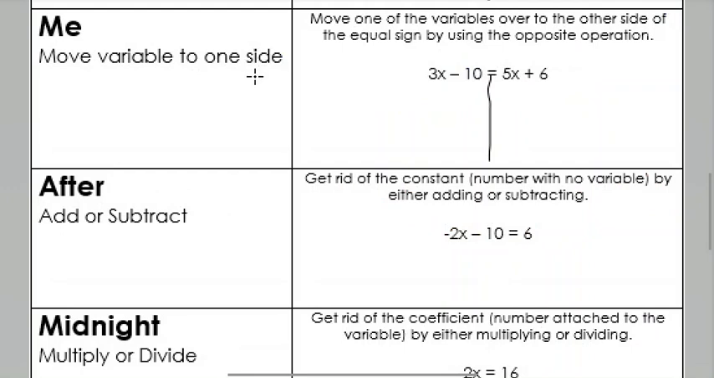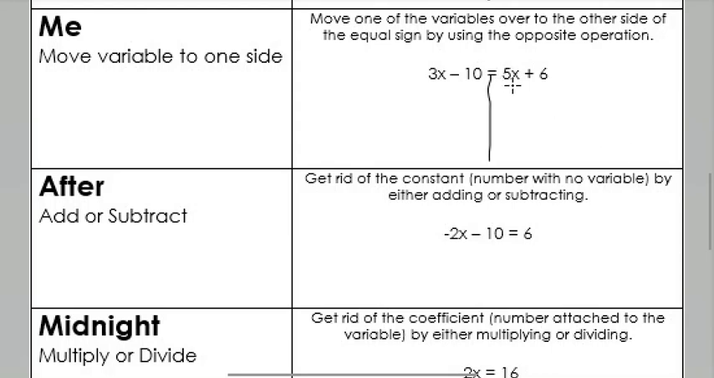All right, don't call me after midnight. Me starts with M. Move a variable to one side. So move one of the variables over to the other side of the equal sign by using the opposite operation. So if it's positive, you're going to do a minus or negative to get rid of it and move it over. If it's a negative, you're going to do a positive or a plus to move it over. So it doesn't matter which variable you move over, as long as you do the opposite operation to get it to the other side. I like to move everything over to the left. It just works for me.